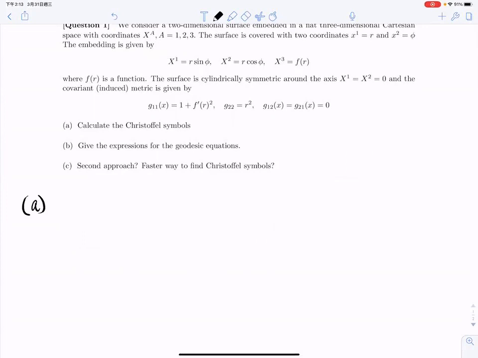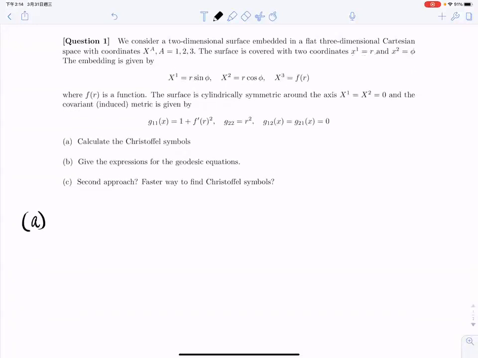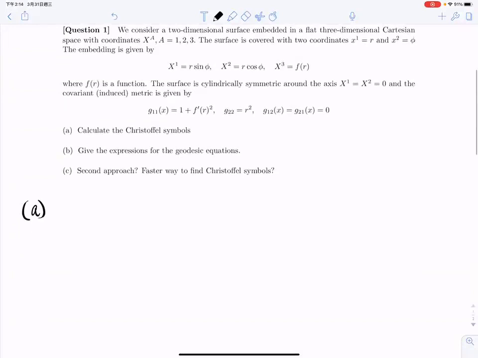The question is: consider a two-dimensional surface embedded in a flat 3D Cartesian space. We only need to consider the 2D surface with 2 degrees of freedom, one is rho, and the other is phi. The question has given the metric tensor, and you just use the metric tensor to go through the Christoffel symbol, which is the classical way that Johnny has already talked to you about in the lecture.